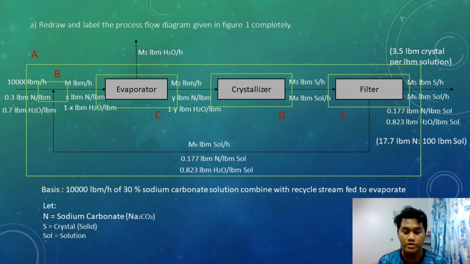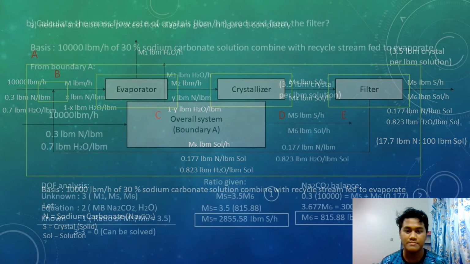Lastly, for the boundary, we can get 5 boundaries from this process system. A is the overall boundary, B is the mixing boundary, which is sodium carbonate solution mixed with recycled stream, boundary C is the evaporator, boundary D is the crystallizer, and lastly boundary E is the filter. The boundary lines should be dashed lines, and because I can't find the dash line in PowerPoint, I just drew it like this.